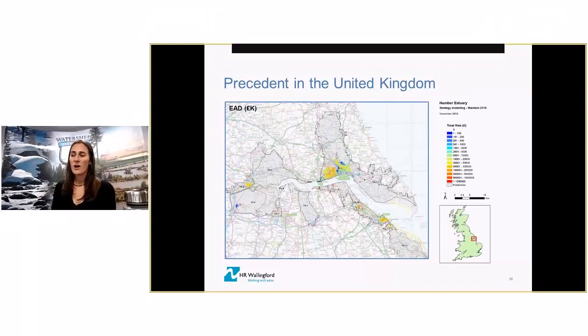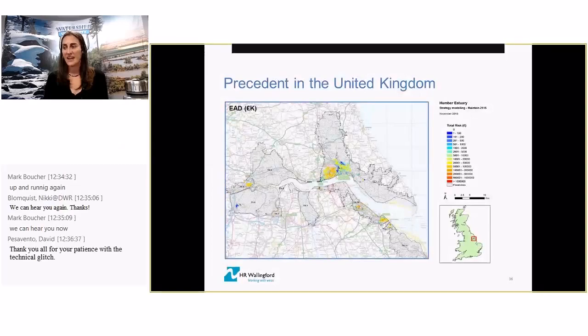There is precedent for this in the United Kingdom. Some work we're showing that H.R. Wallingford did. The UK has done a national assessment, so what you're looking at is a map of expected annual damages on the Humber River estuary, and they use this to prioritize investments nationally.